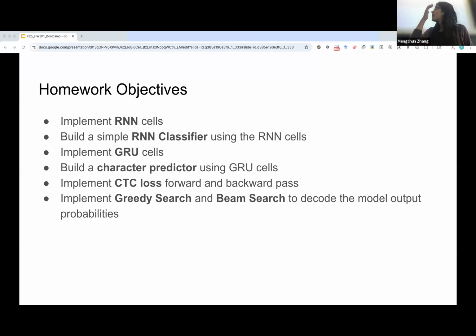Okay, so in this homework, you'll be implementing RNN cells, which you have been studying in lectures for this week and the next week as well. Then using the RNN cells, you'll build a simple classifier, so you'll have different layers of the RNN cells. Then you'll be implementing GRUs, and we'll be building a character predictor using GRU cells. The next part of this homework would be implementing CTC loss, which is a kind of loss that we use for RNN-based problems. And then we'll implement techniques that we'll discuss today, like greedy search and beam search.